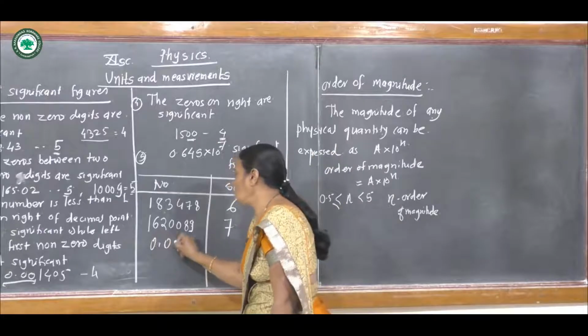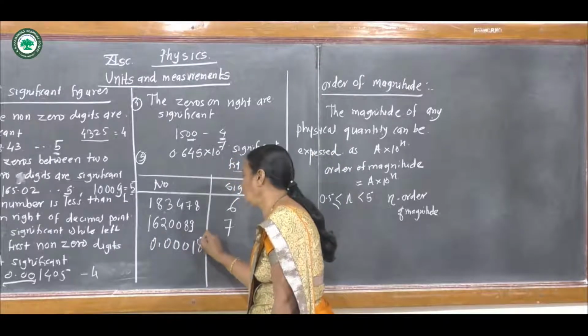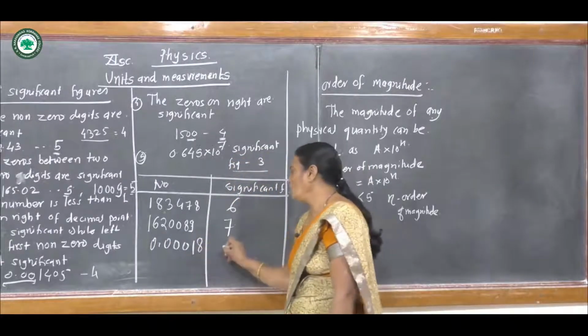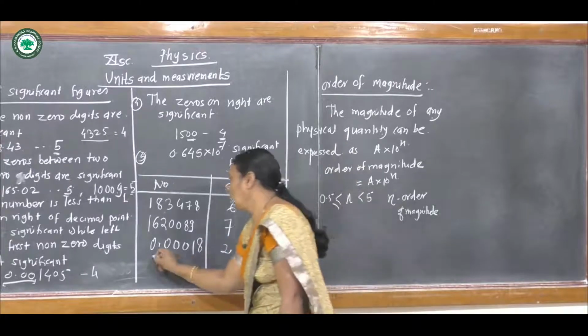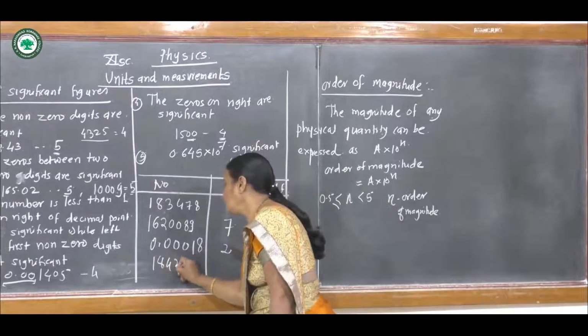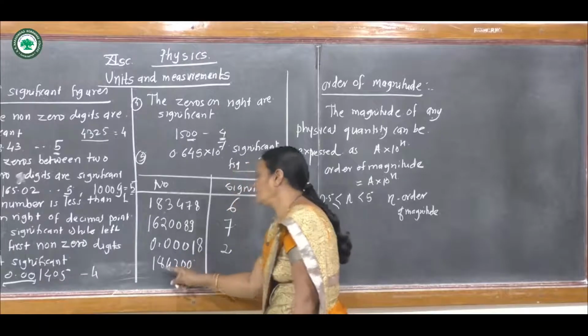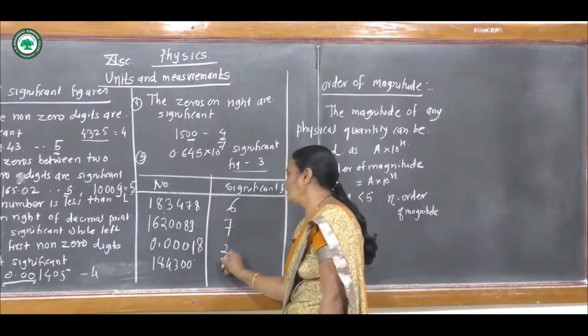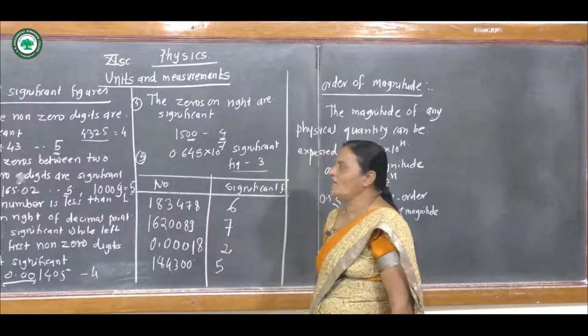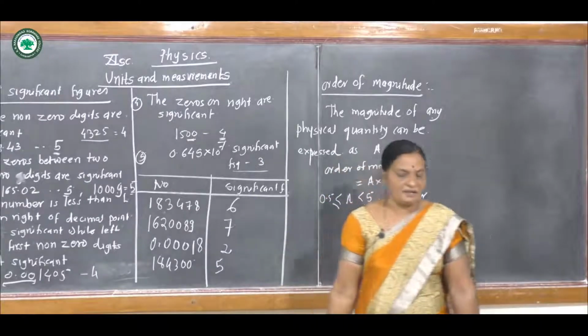Suppose there is 0.018. In this case, 2 is the significant figure. Then 184300. In this case, the significant figure is 5. These are all about the significant figures.